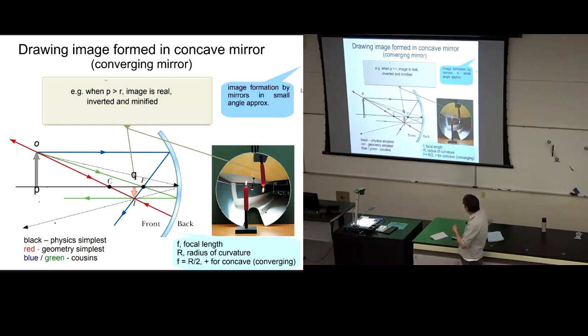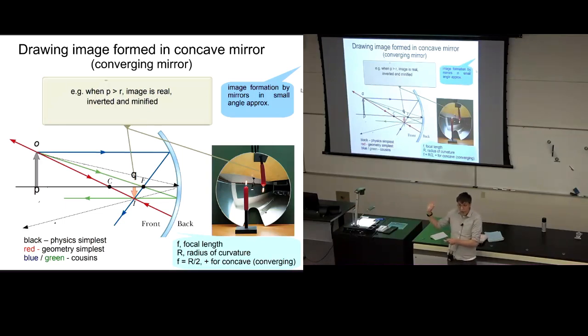On the optical axis for the curved mirror, I've marked these important points, which are the radius of curvature and the focal length, or the focal point. So those are labeled here. And I've indicated my object over here.